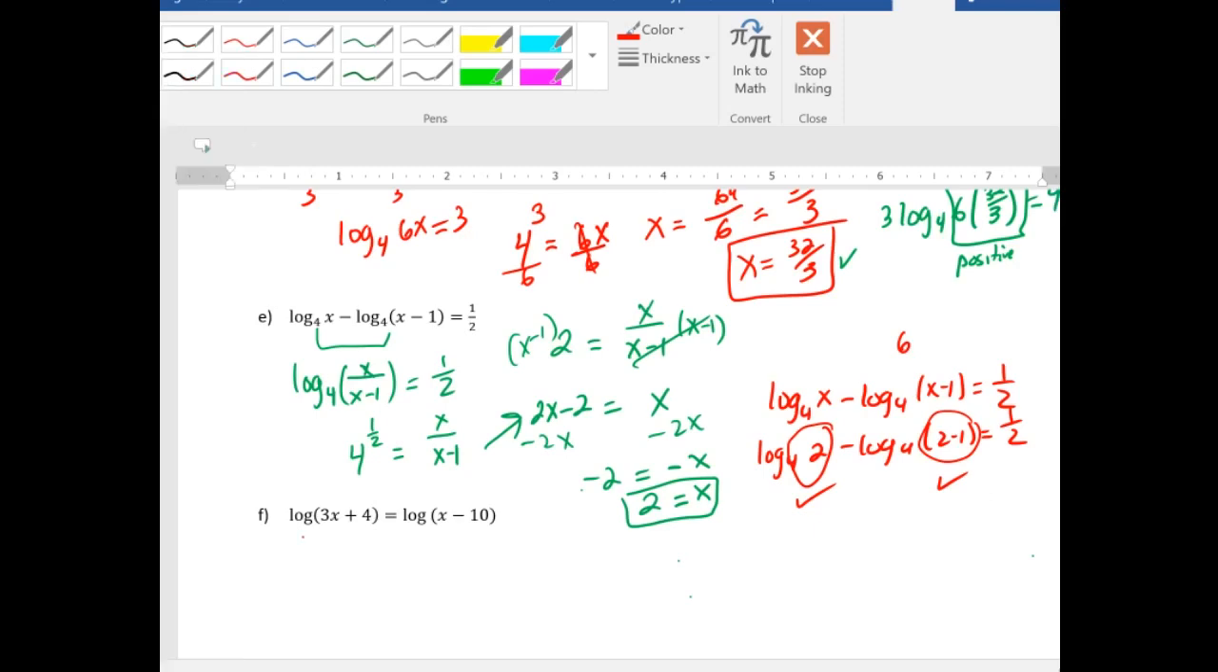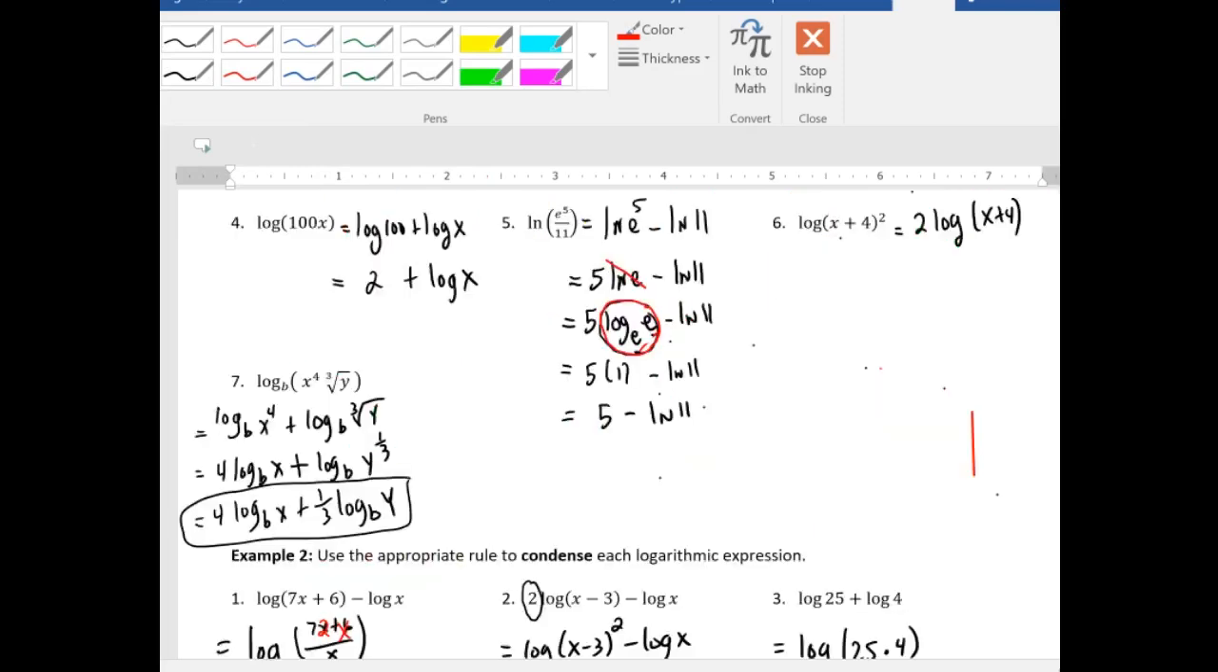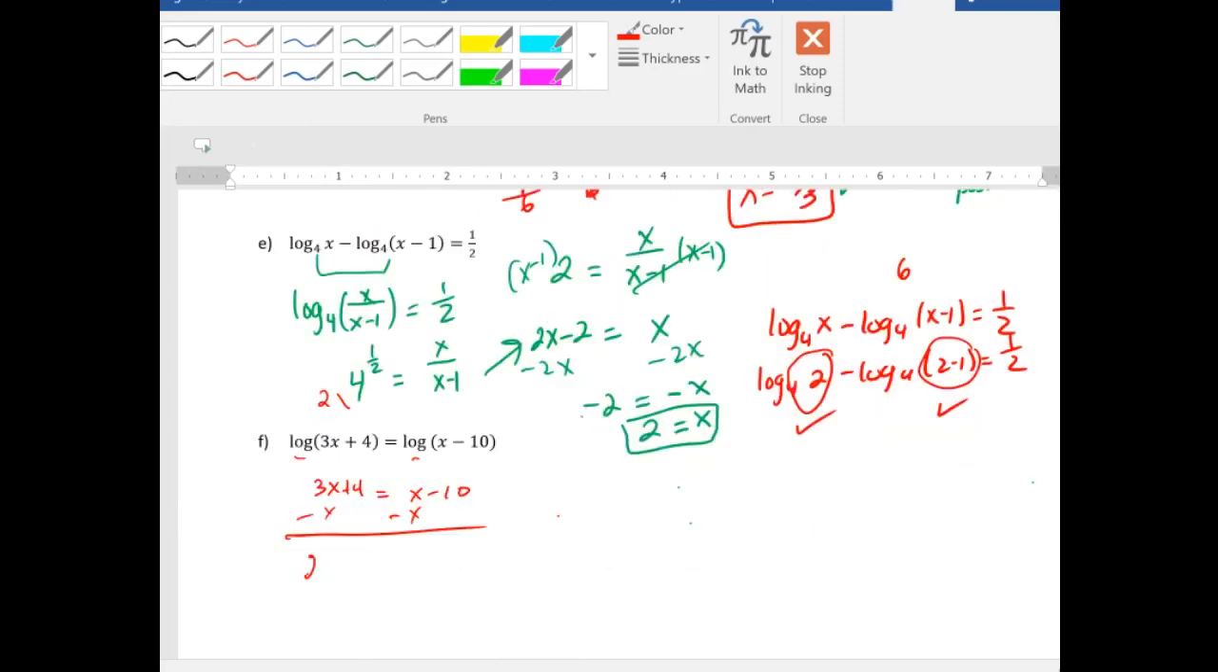Okay, the next one. Since we have a log with the same base, we can use the one-to-one property and set 3x plus 4 equal to x minus 10. I'm going to subtract x. So I get 2x, subtract 4. So we get negative 14. Divide by 2. So x is negative 7.